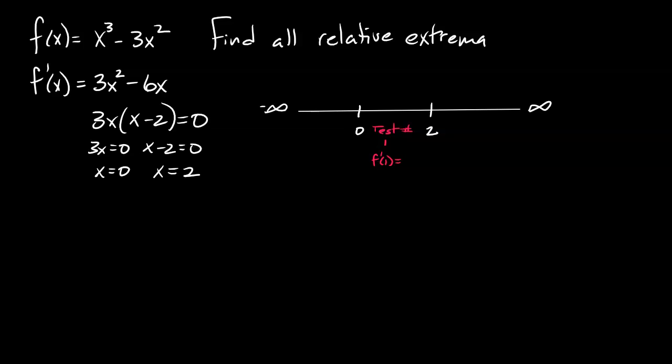3 times 1 squared is 3, minus 6 times 1 is 6, it's negative 3. So our test number gave us a negative slope. That means all of the slopes in the derivative in this section are negative. And we're going to do this for each section.